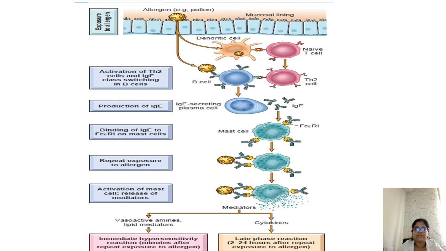The binding of this IgE onto the Fc receptor on the mast cells and the basophils is called the sensitization phase. When you have the second contact with the same antigen, that is called the effector phase. With the repeat exposure to the allergen, you have the activation of the mast cells, that is the release of mediators, in the form of the immediate hypersensitivity reaction and the late phase hypersensitivity reaction.